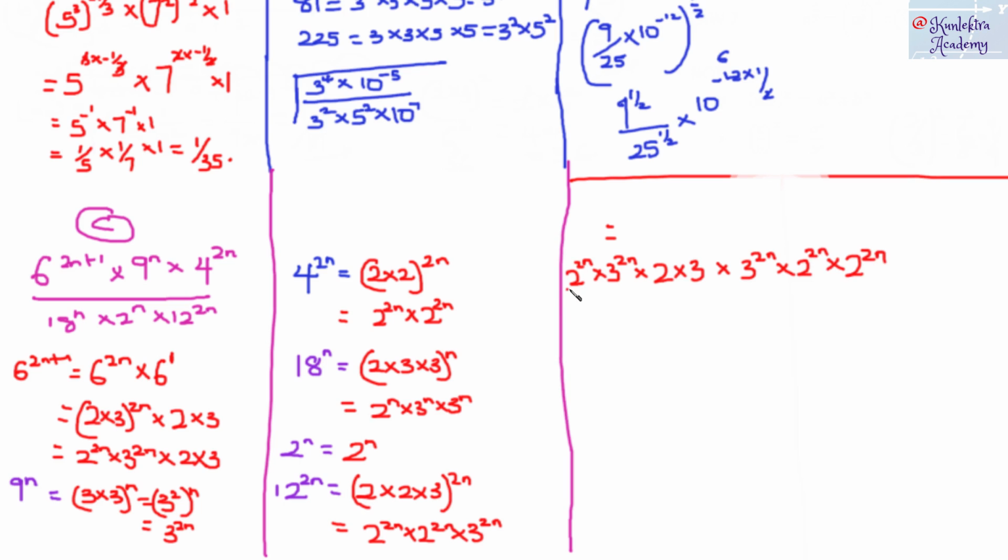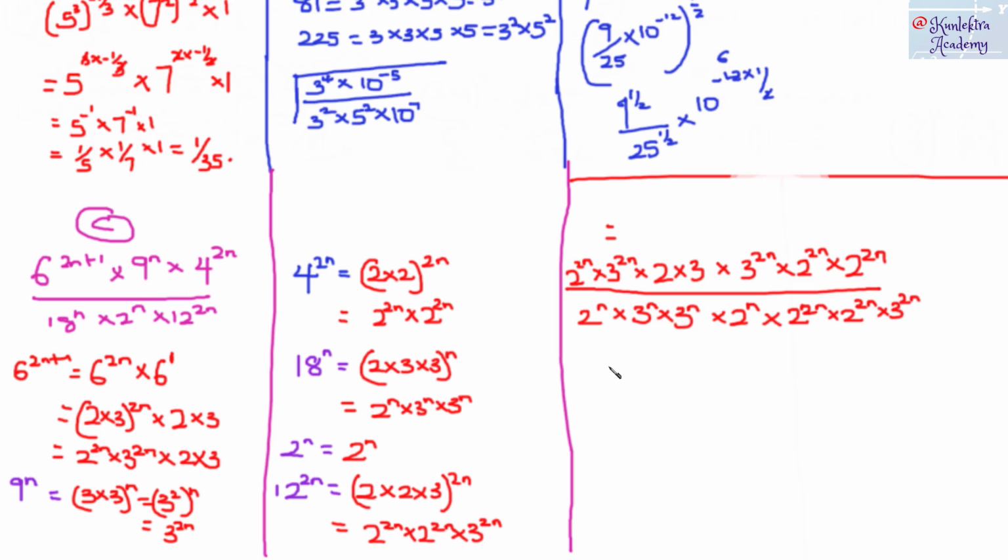Then over, let's go for 18: 2 raised to power n times 3 raised to power n times 3 raised to power n times 2 raised to power n. That's for 2. And for 12, which is the last one, 2 raised to power 2n times 2 raised to power 2n times 3 raised to power 2n. Now, what are we going to do next?